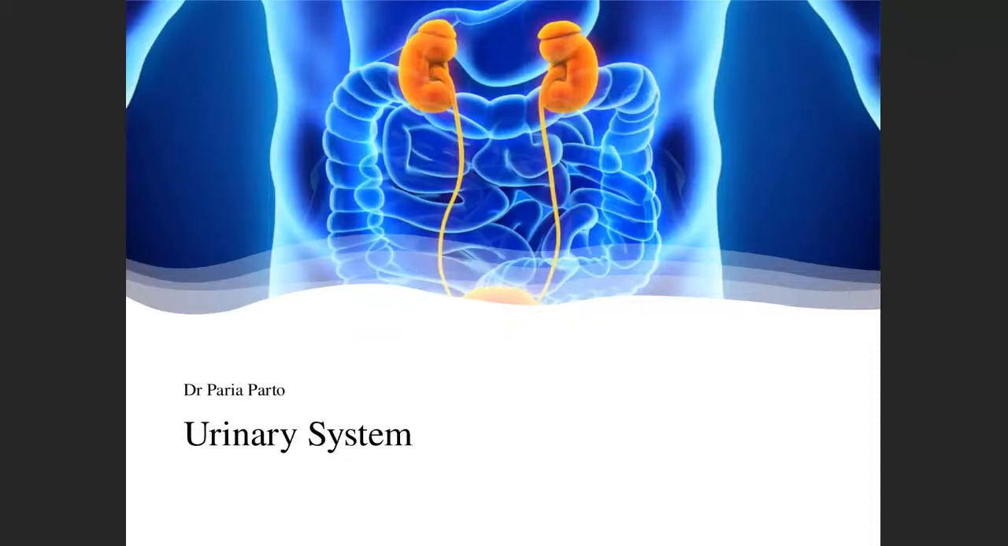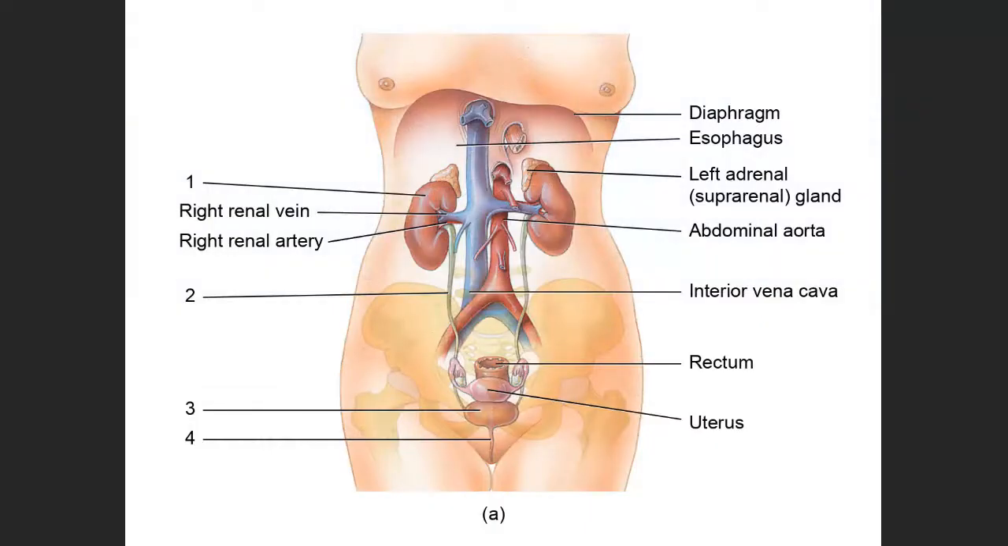Today I want to review the urinary system and male and female reproductive system for your lab exam. And the first chapter which I want to review is the urinary system for you. In this picture, you can see the urinary system.